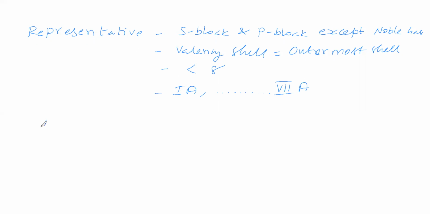What is the IUPAC group number? IUPAC group number for S block is 1 and 2. That's all. European group number is respectively 1A, 2A. For S block, IUPAC group number is first group, second group. European group number for first group is 1A, for second group 2A.